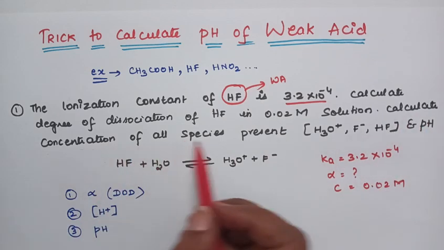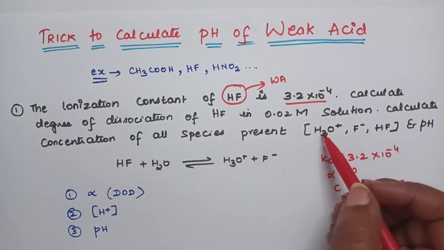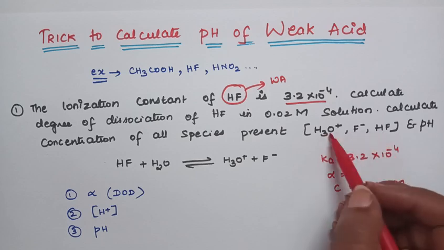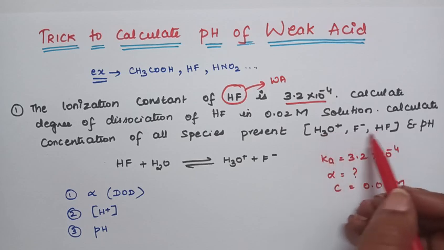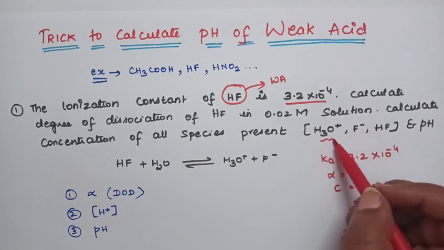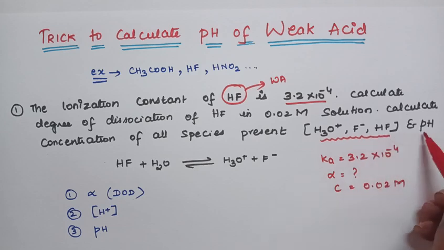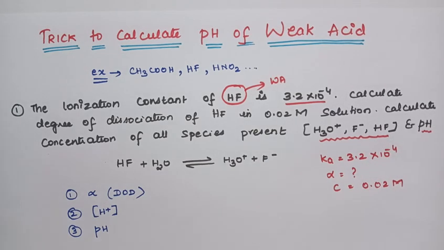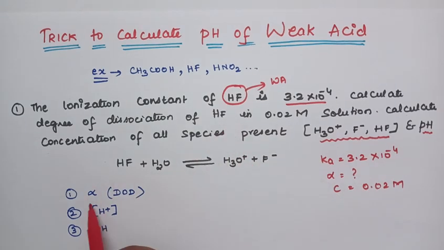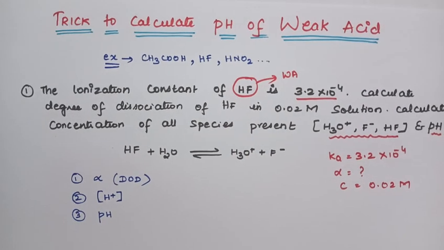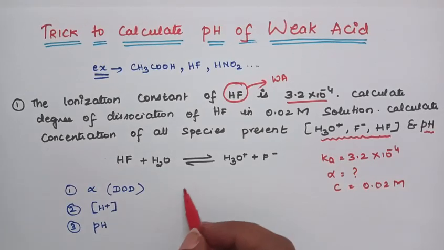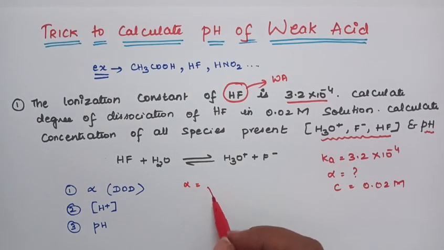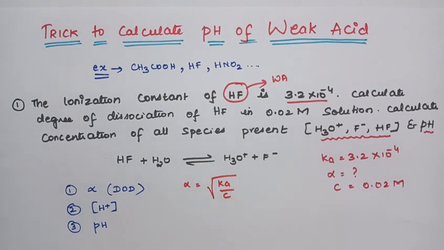Calculate the concentration of all the species present. So these are the 3 species present. You have to calculate the concentration of all these 3. And then you have to calculate pH. So as I already told you, first step is to find alpha, that is the degree of dissociation. So how to find alpha: alpha is equal to square root of Ka by C. So this is the formula you will use.